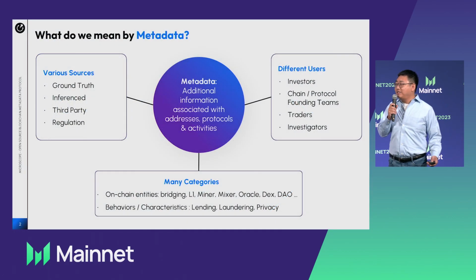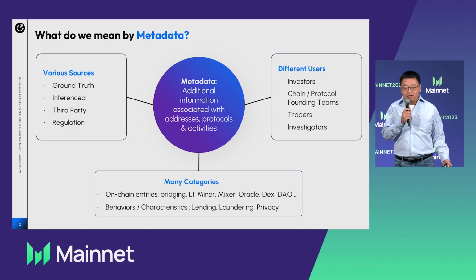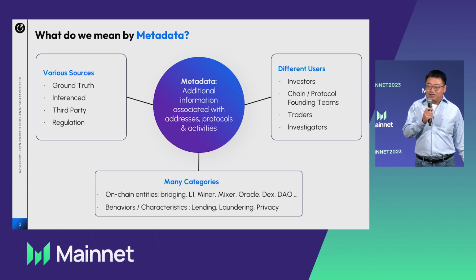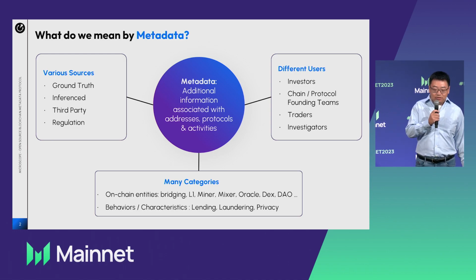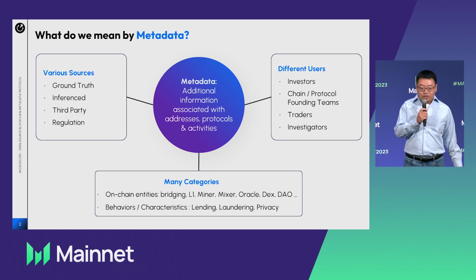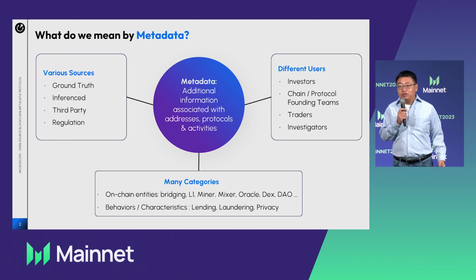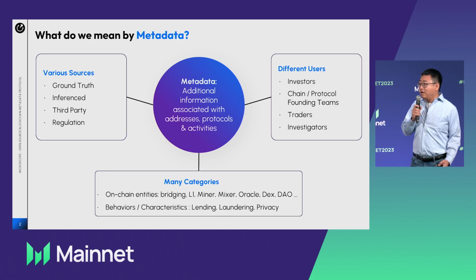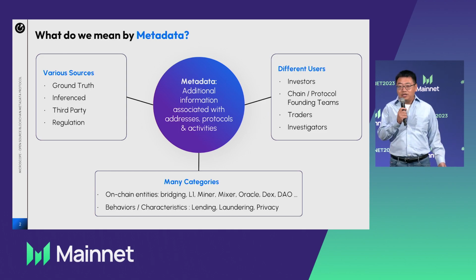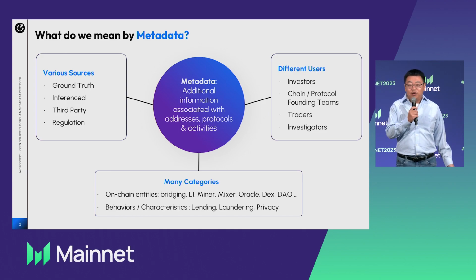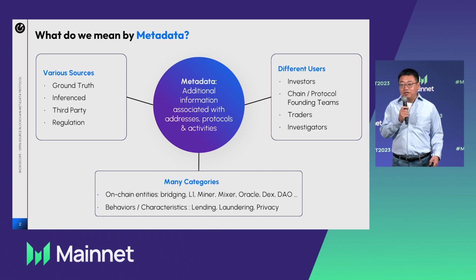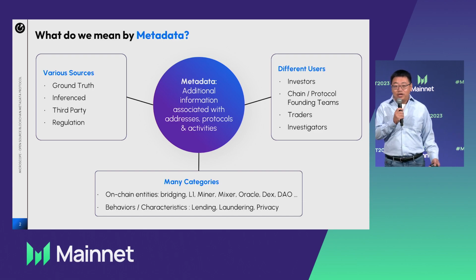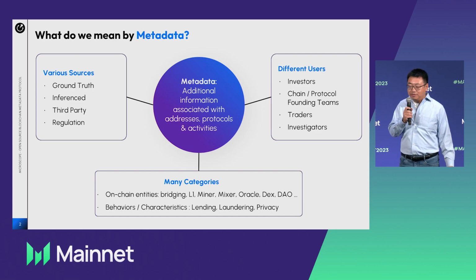So we all see the title. It says metadata, right? So what does it actually mean? Metadata refers to additional information we associate with addresses, protocols, or activities on chain. I guess many of you have been dealing with blockchain analytics, and we all know that on-chain data itself is not enough. We need some information off-chain, such as metadata, so that we can generate additional insights.